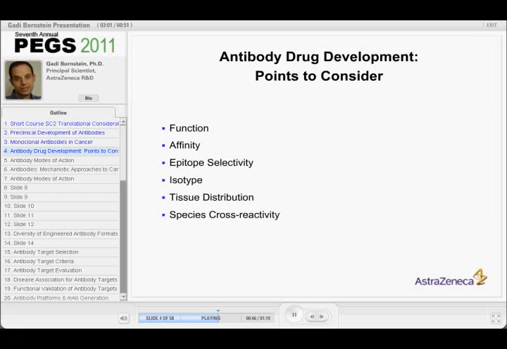Tissue distribution of your target. Is it widespread? Do you have a high normal tissue expression, or is it selectively upregulated within a tumor microenvironment? And species cross-reactivity. Does your antibody, for example, cross-react to a mouse or a rodent ortholog? This is very important when you have to design preclinical mouse studies. If you have an antibody that does cross-react to the rodent, you have a tool that you can use to basically evaluate and profile your antibody in a mouse rodent system.